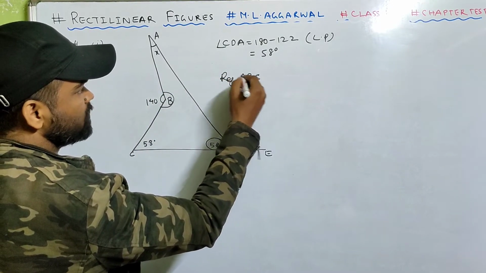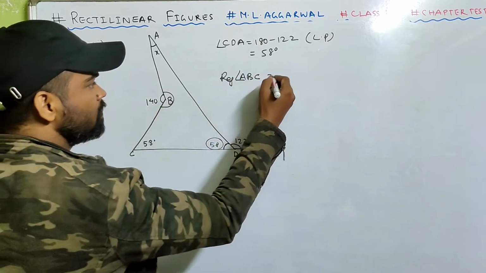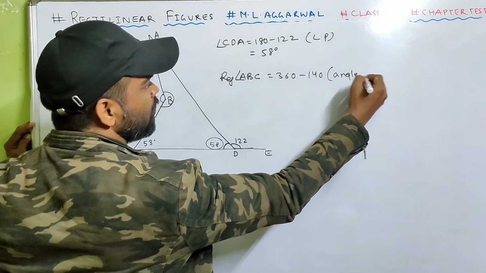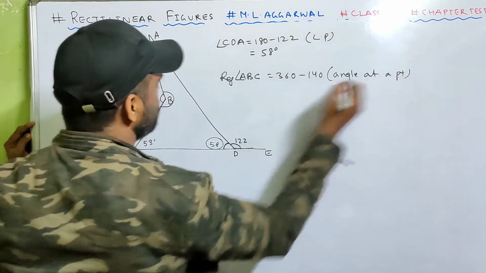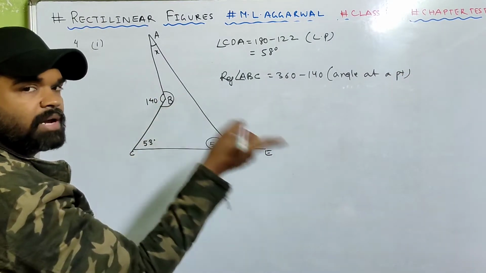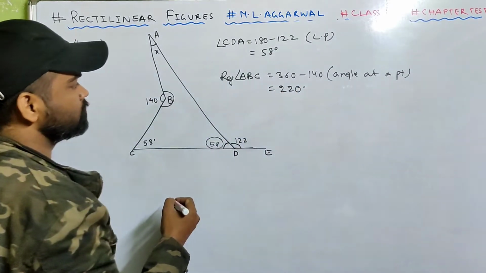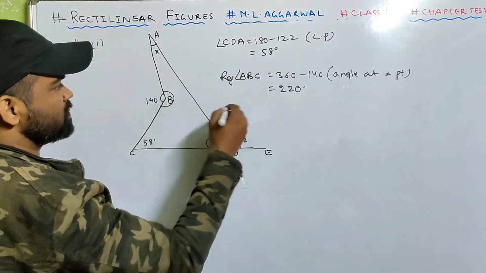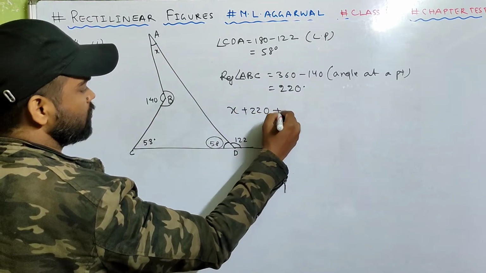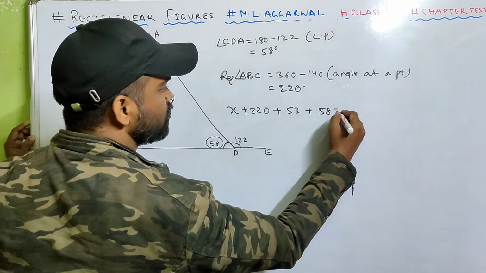Reflects angle ABC, which means this angle. Okay. This angle will be 360 minus 140, angle at a point. Angle at a point, this entire angle is 360. So this is 140, this is 360 minus 140. That is 220. Done.